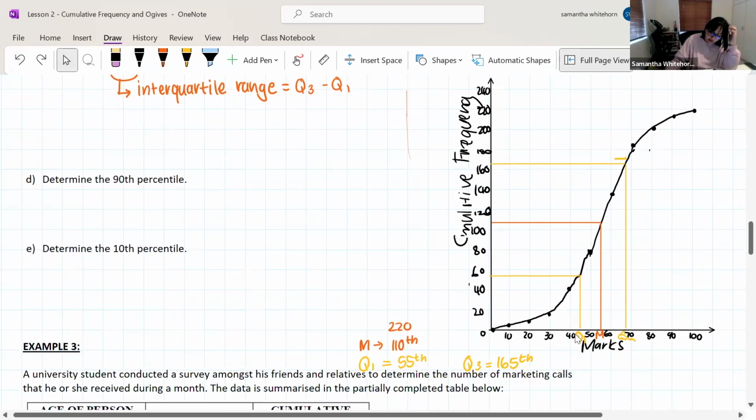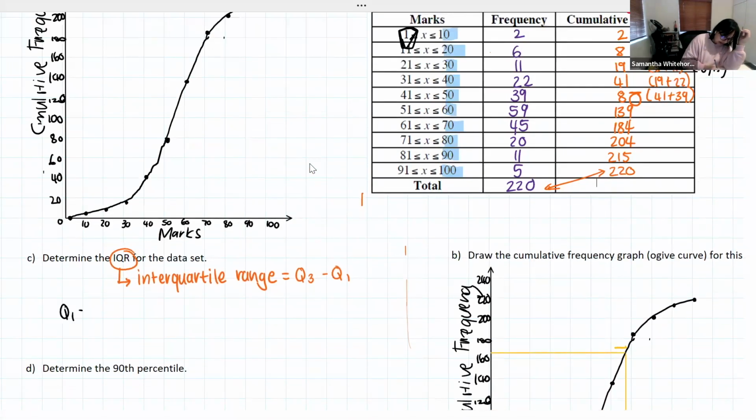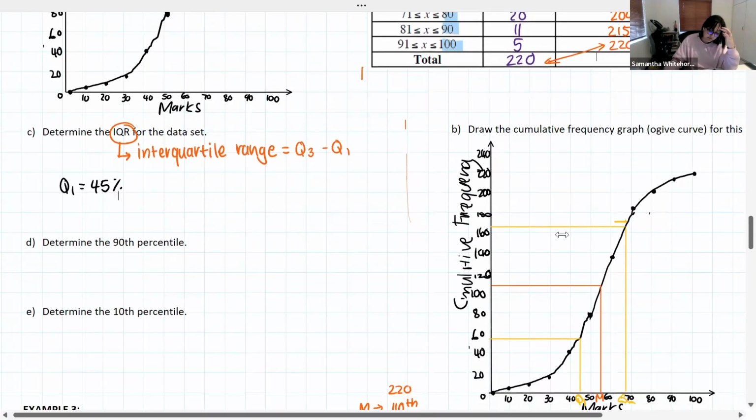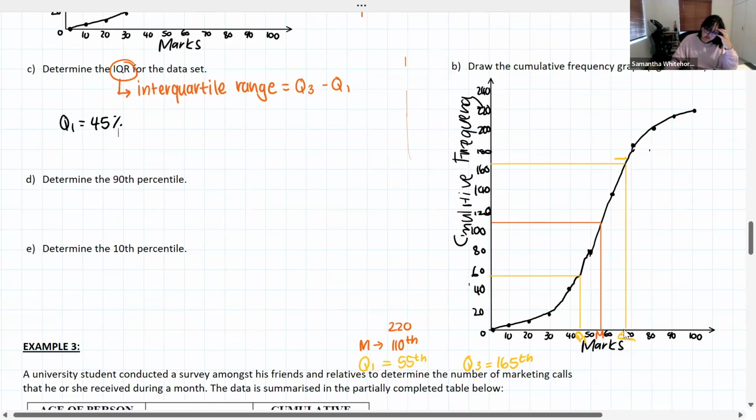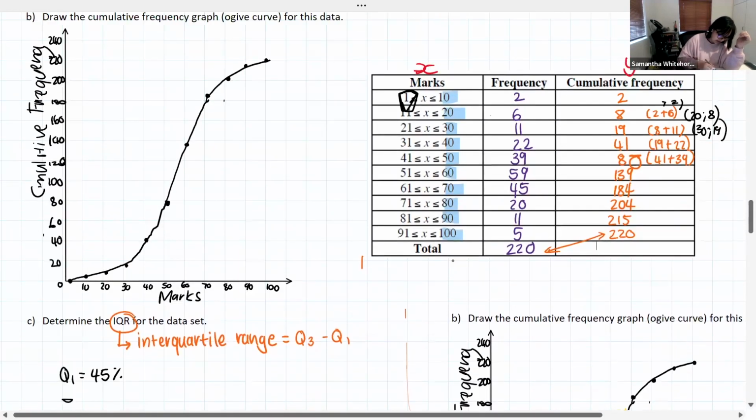Okay, so Q1 is about halfway between 40 and 50. There's always a little bit of leniency when it comes to this, guys, so don't stress. So I would say Q1 is at about 45%, because remember, these are marks. Q3 is just before 70. I would probably go 67. So Q3 is at 67%.